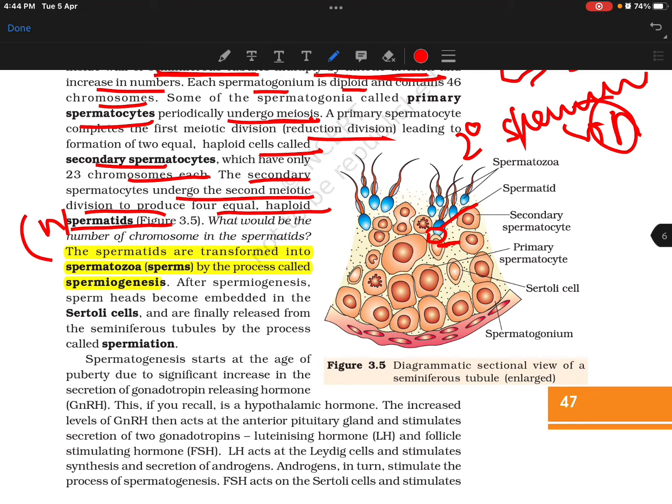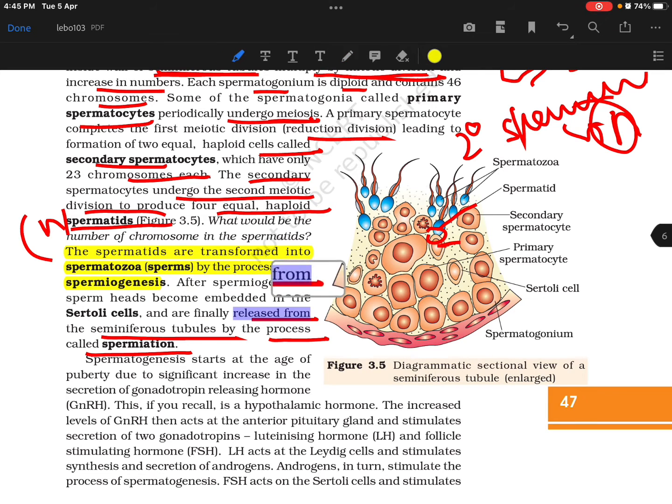And finally, when the sperm is released from the seminiferous tubules, or we can say from the Sertoli cells, this process is called spermiation, which is also important, spermiation.